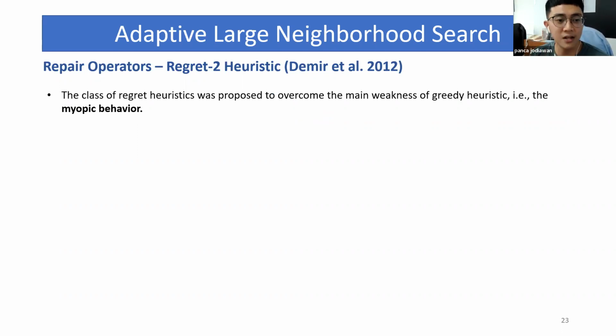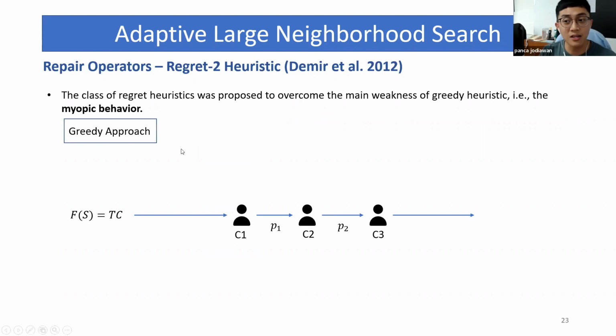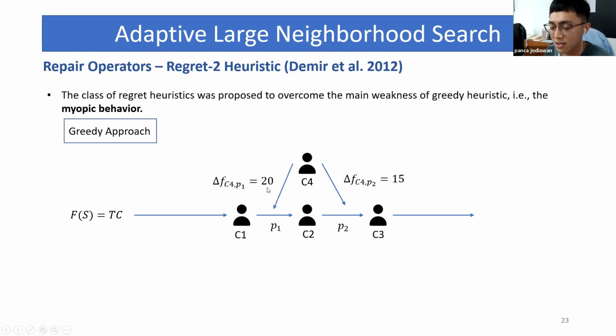The class of regret heuristics was proposed to overcome the main weakness of the greedy heuristic, that is the myopic behavior. Let's take a look at what myopic behavior is. Start with the greedy approach again. I believe you are already used to this example: C1, C2, C3, P1, and P2. Let's say when we want to insert C4 in P2, it is 15. And when we want to insert C4 in P1, it is 20.